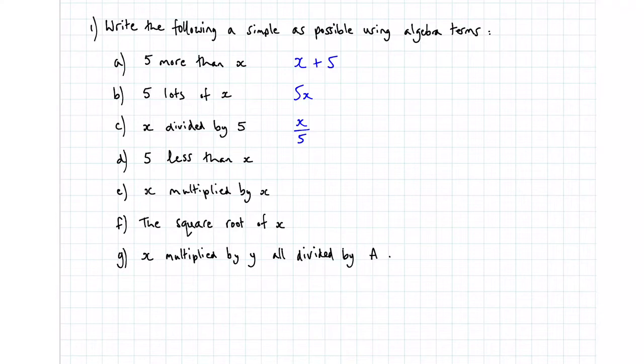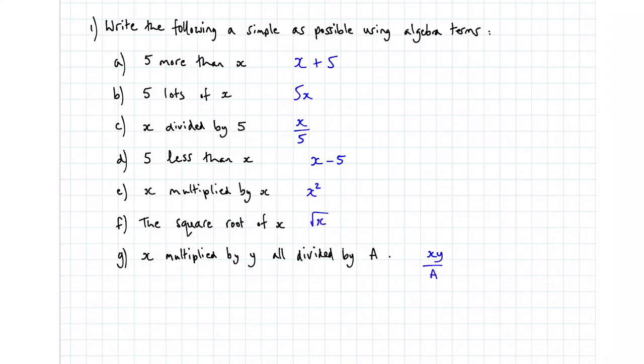5 less than x. Well, if x is here and I want it to be 5 less, I'm going to write that. X multiplied by x, the best way to write that is x squared. The square root of x is x under that special square root symbol. And then the most complicated of them, still fairly straightforward with this group though, if I write it here, x multiplied by y is xy, and it says all divided by a, so all divided by a. So that's how you do that.